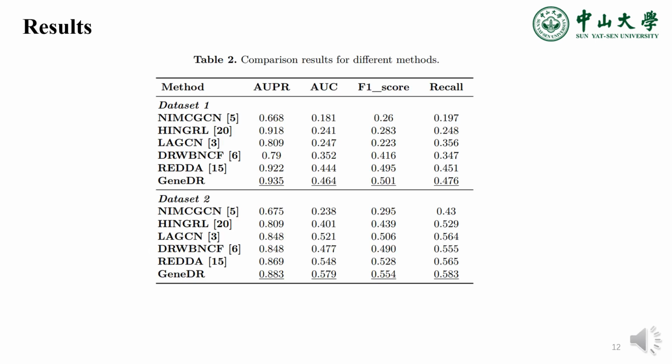We performed 5-fold cross-validation on the 2 DD datasets. The details about the experiments can be found in our paper. And as the table shows, we compared our proposed GeneDR with several state-of-the-art methods for link prediction on 2 datasets. Our method performs the best among them. It turns out that GeneDR makes better use of the gene path information.